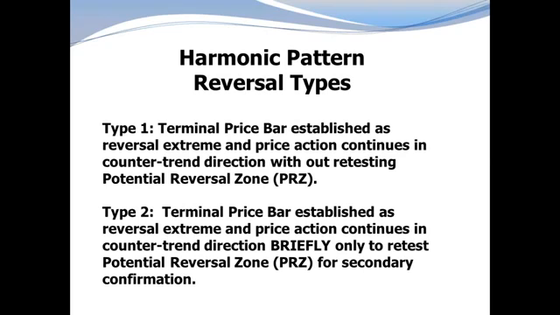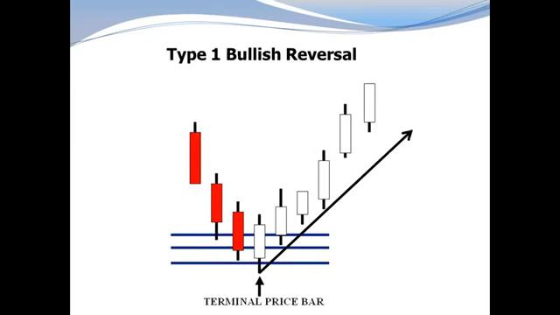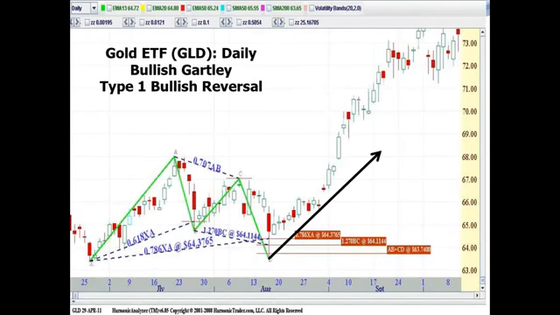But a type 2 reversal is actually a terminal price bar established as the reversal extreme, and price action continues in the counter trend direction, but only briefly, to retest the potential reversal zone for a secondary confirmation. Let's look at some illustrations and some examples. Here we have the type 1 bullish reversal, an ideal reversal if you will. We see the terminal price bar that tests the entire potential reversal zone, and then immediately reverses in the new trend direction.